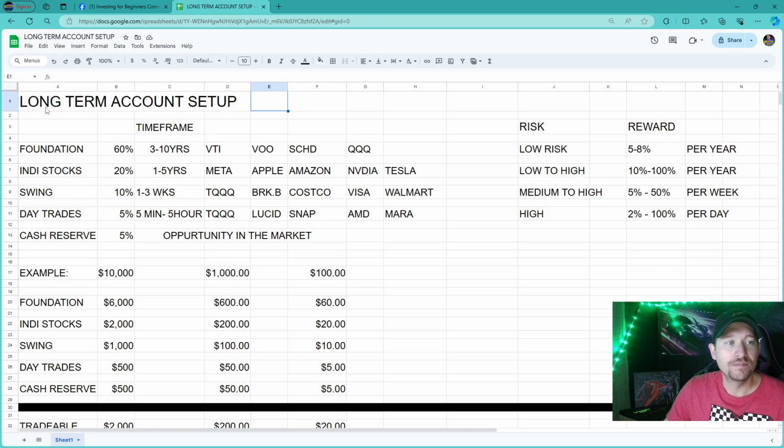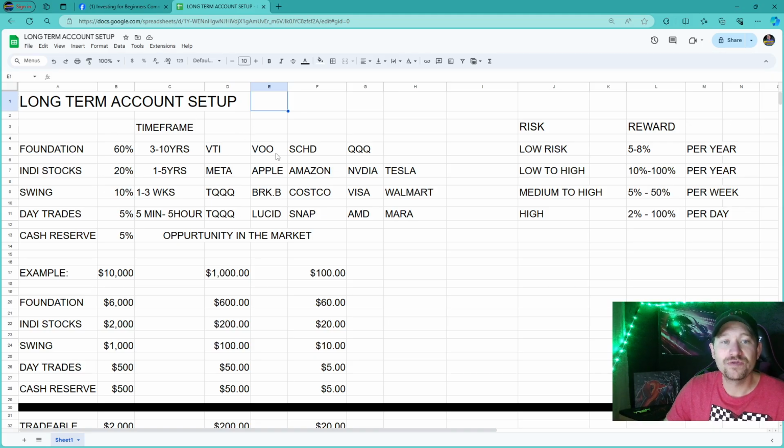To start off, 60% of your trading account or long-term account should be the foundation of your long-term account. So 60% of say 10,000 would be $6,000. If you're starting with $1,000, $600 should be allocated to your foundation.